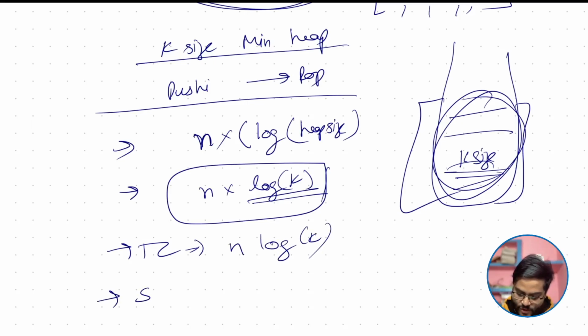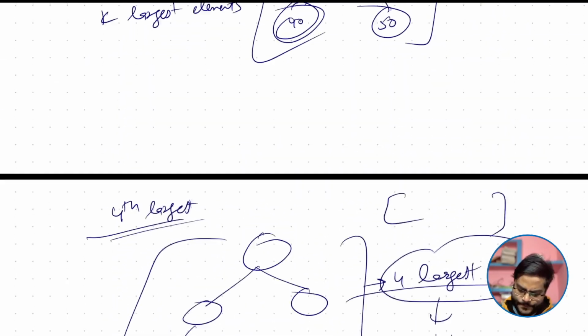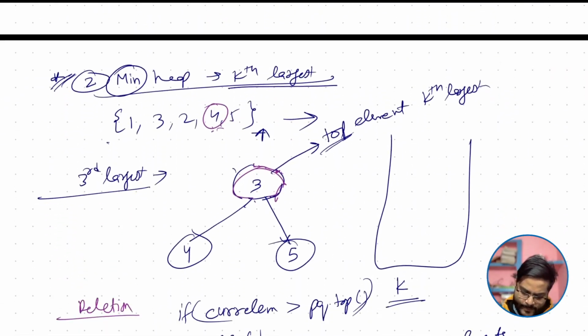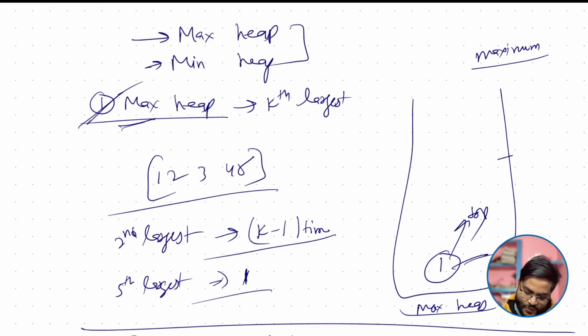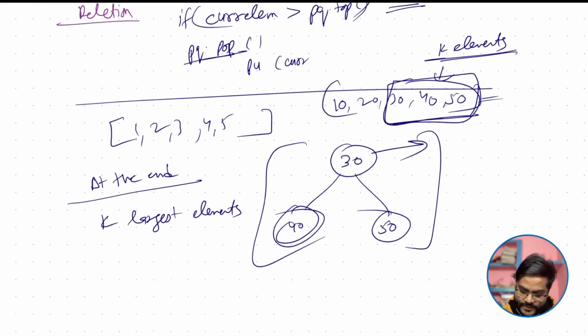And what will be the space complexity? The space complexity will be nothing but the heap space. We are taking a k size heap, so this will be order of k only. In case of max heap, we will use order of n extra space, and the time complexity will be n log n, because we have n elements in our heap. So please take care of this.